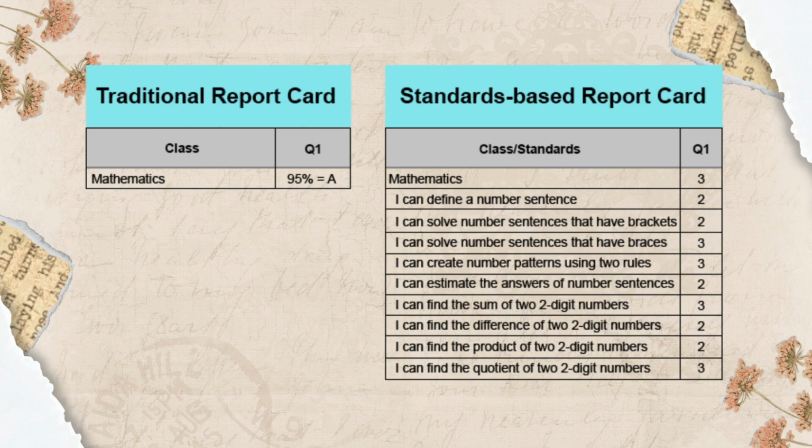Some schools are even shifting from a letter grade-based report card to a standards-based report card, where students are given a numeric score from 1 to 4 on the specific standards that they supposedly should know. But again, who determines these standards?